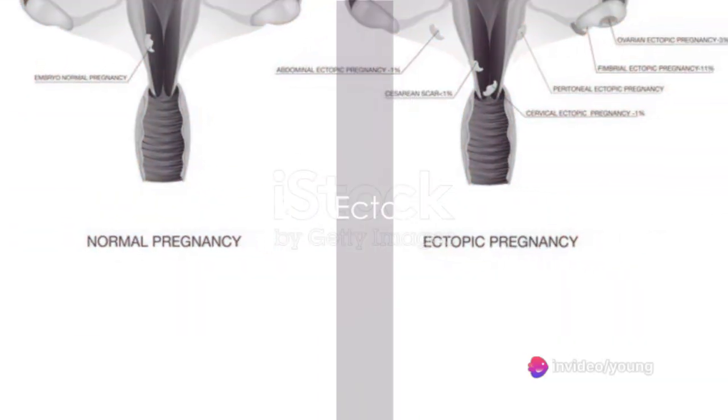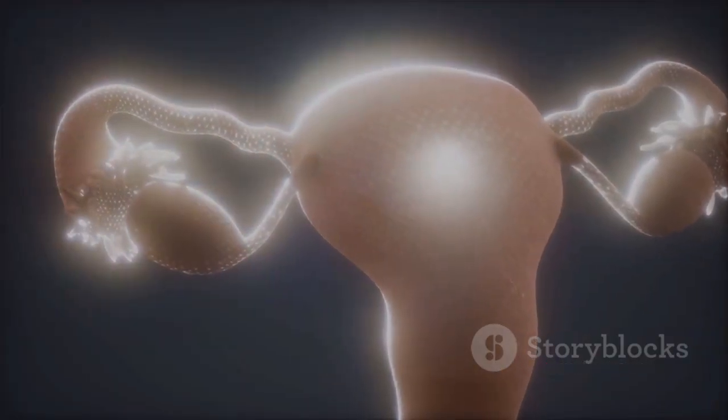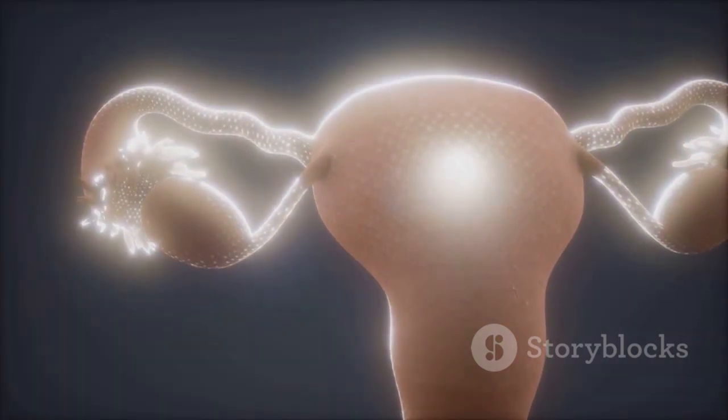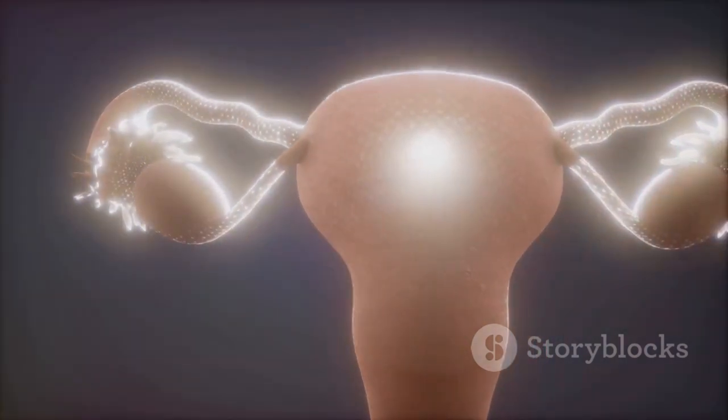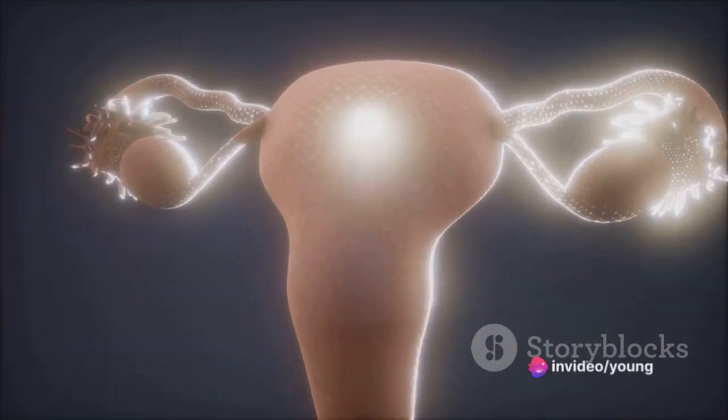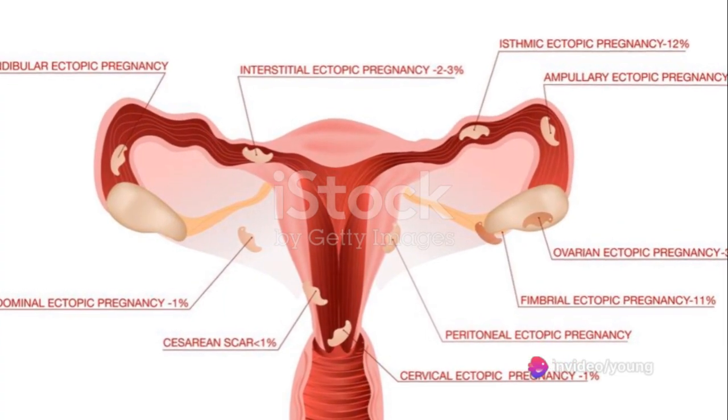Firstly, let's talk about location. On the other hand, an ectopic pregnancy happens when a fertilized egg makes its home outside of the uterus, most commonly in one of the fallopian tubes. It can also occur in other locations such as the ovaries, cervix, or abdominal cavity.